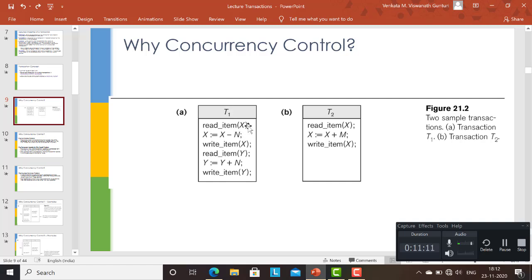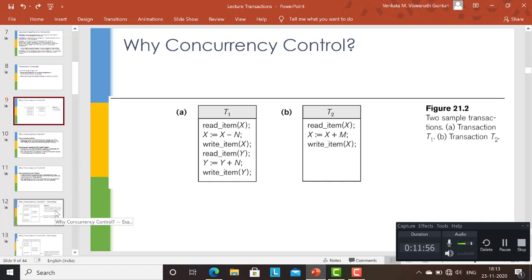So transaction T1 is reading a data item X, subtracting something, and then writing data item X, then again reading Y, and then adding that value, right? It's sort of transferring money from account X to account Y, right? And then there is another transaction where you are reading the same data item X, and you are incrementing X with a value N, right? So this could be transferring N rupees from X to Y, and this could be that X just got some extra money into it, right? So these two are very valid transactions in themselves.